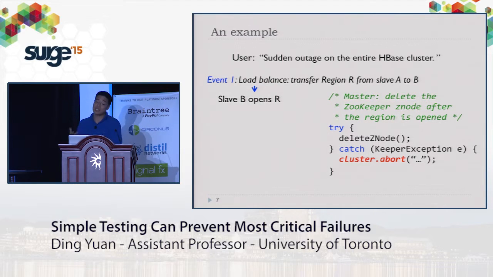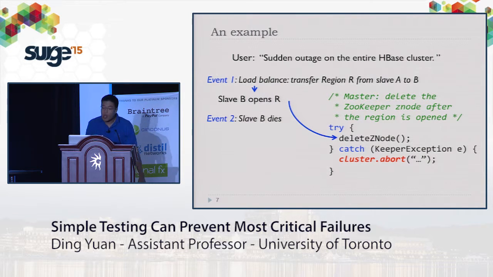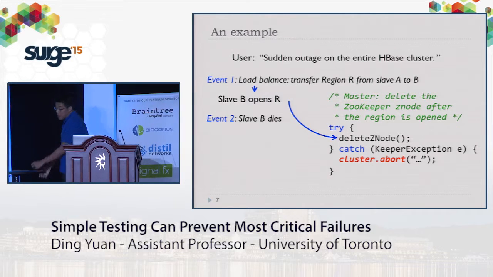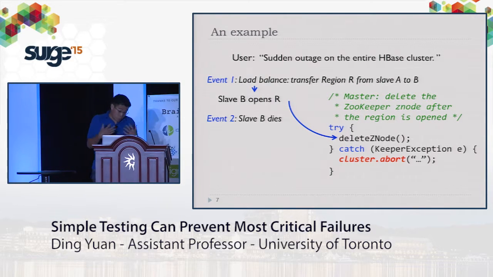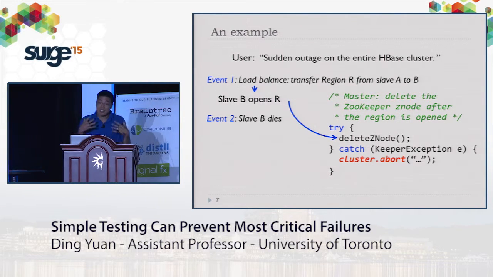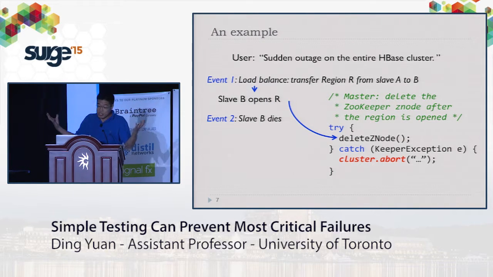Okay? And once it opens the region, it will tell the master that the region has been opened, and the master will try to delete a zookeeper node, which is used to indicate that this region is being opened. Now, if right after this zookeeper node is deleted, node B crashes, then in this case, the master will try to handle it by selecting another slave and try to open this region.